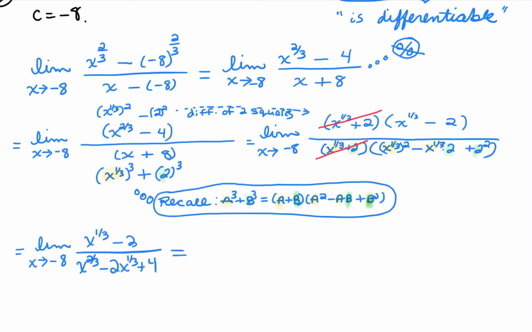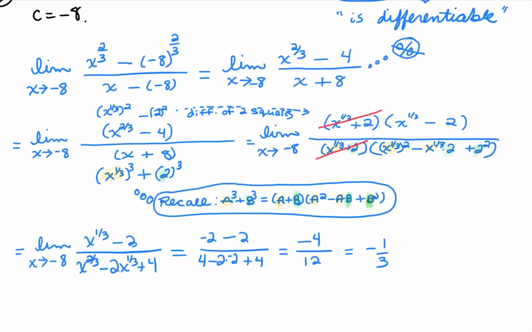So -8 to the 1/3, the cube root of -8, is -2, minus 2. And then in the denominator, the cube root of -8 is -2, squared would be 4, minus 2 times, again, the cube root of -8 is -2, so minus 2 times -2, and then plus 4. So we are going to have -4 in the numerator, and in the denominator it looks like we end up with 12. And so we are going to have negative 1/3.